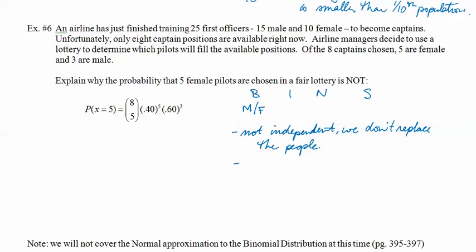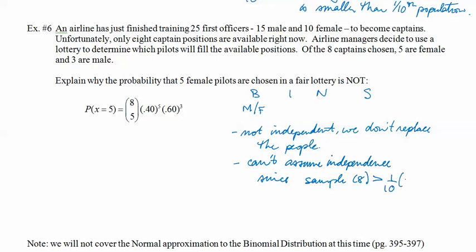However, we just learned that sometimes we can assume independence, because if we have a large enough population and the sample size is small in comparison. But let's have a look. In this case, we can't assume independence, since the sample, which was 8, is more than 1/10 of the population, big N, of 25. So if we had chosen just 2 people, then we could have calculated the probability in this manner.